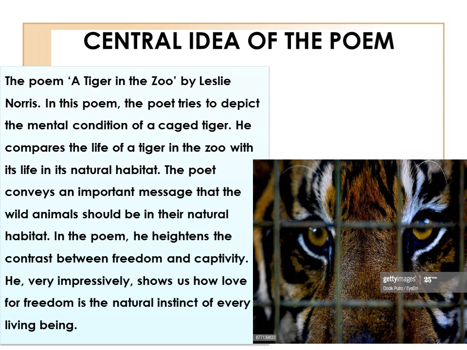Though the tiger is caged, it still carries the beauty, magnificence, and the brilliance of nature. In this poem, he heightens the contrast between freedom and captivity. He tells how we are destroying and manipulating our nature. The poet also tries to tell the importance of freedom for everybody, because freedom is all that we own. And once we lose our freedom, we are nothing but a caged animal.